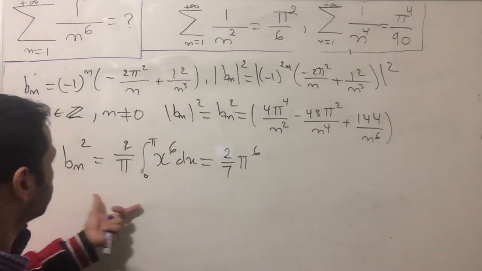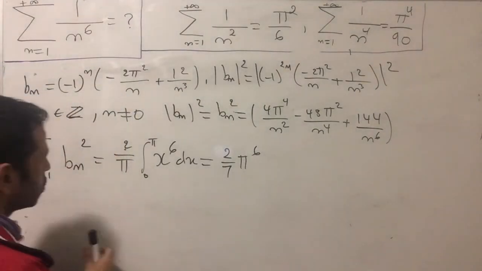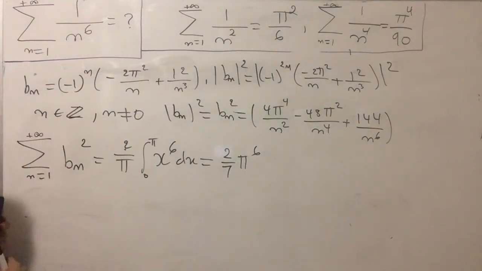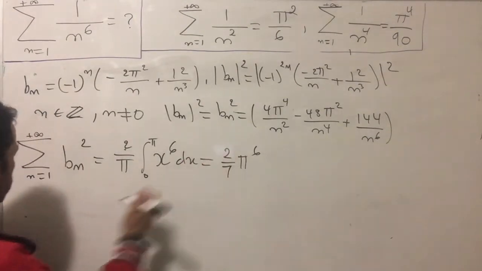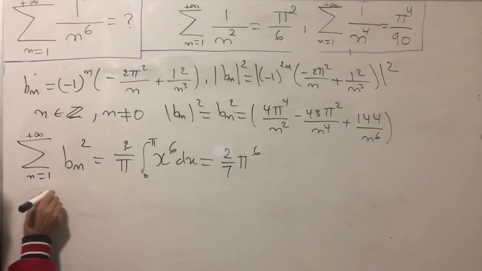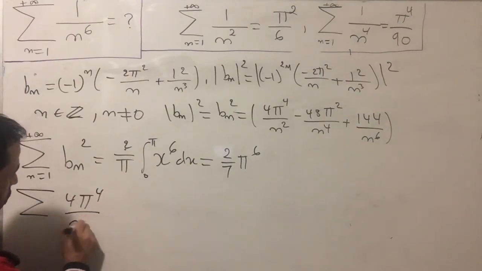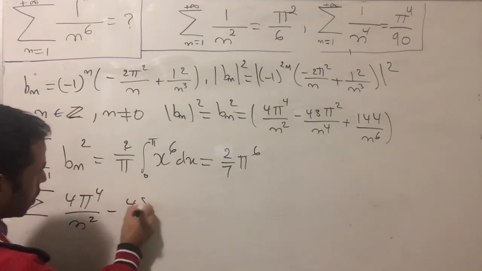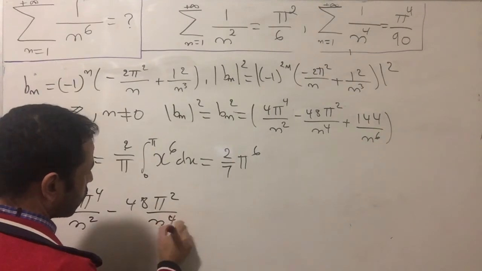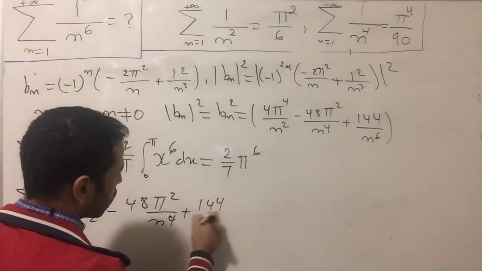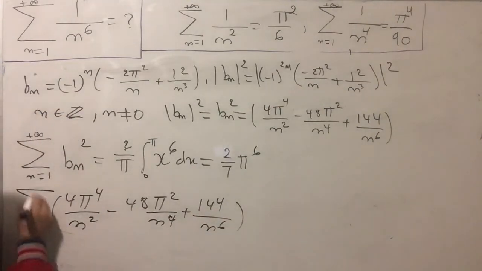So what I'm going to do now is plug this one into this sum. As we have here, this is the Parseval theorem. We found this value before, so I'm just plugging it in now. So the sum of 4 pi to the 4th over n squared minus 48 pi squared over n to the 4th plus 144 over n to the 6, as n goes from 1 to plus infinity.